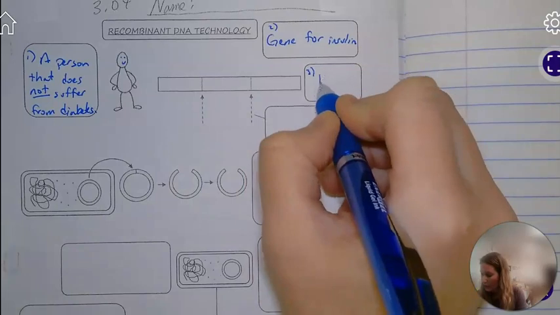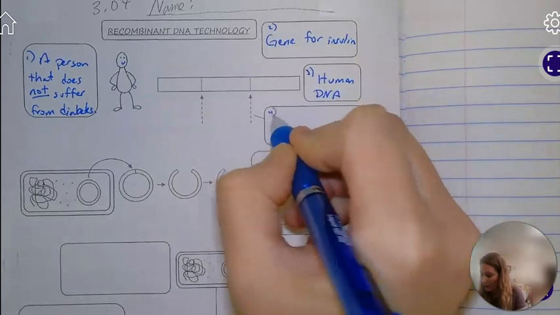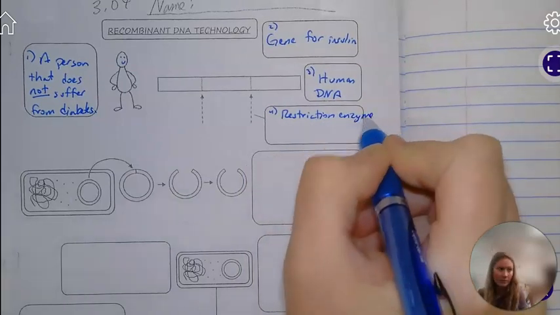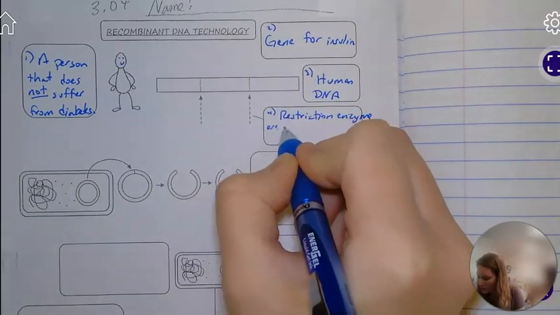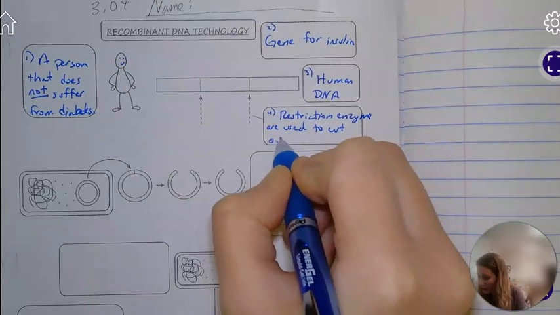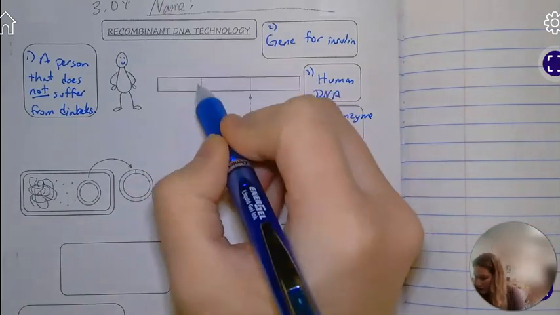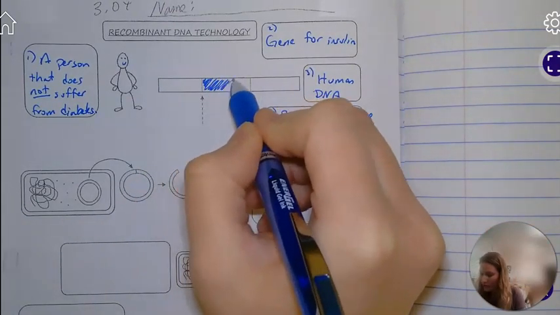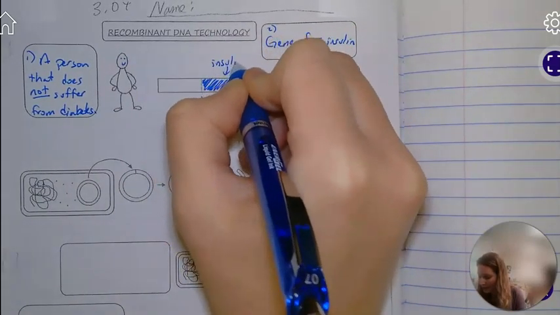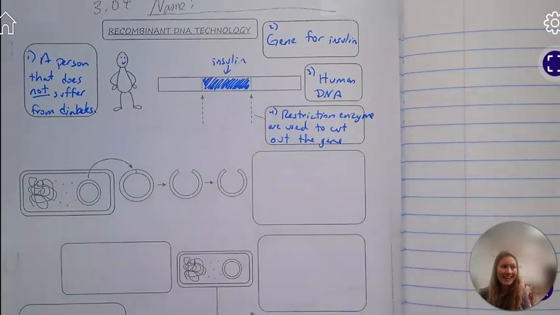And now what we're going to do is we are going to our human DNA, and we are going to use a restriction enzyme. Restriction enzymes are used to cut out the gene. So we've identified our gene right here for producing human insulin. Everything before that spot and everything after that spot, we don't want it. So we use our restriction enzyme, we cut that out.